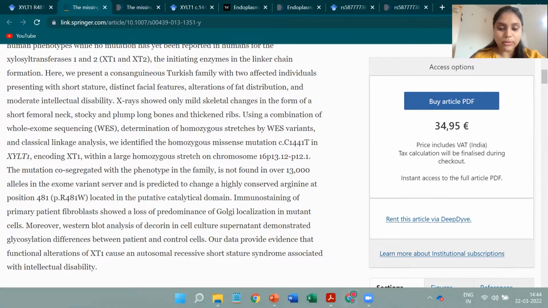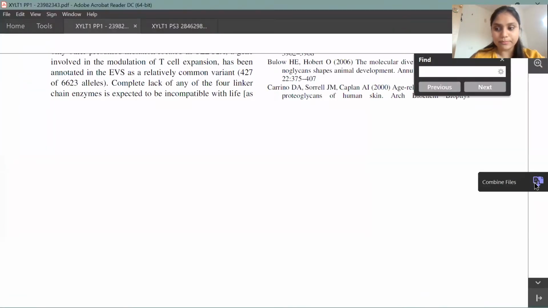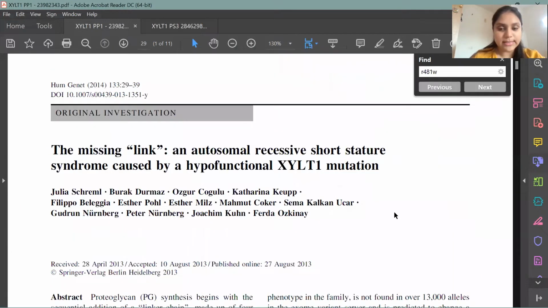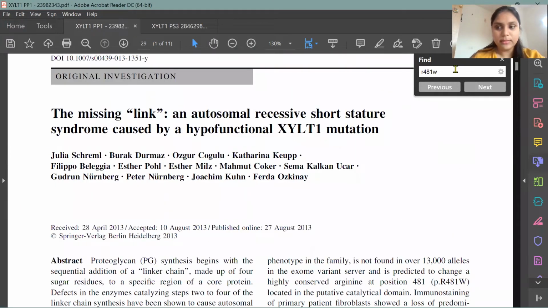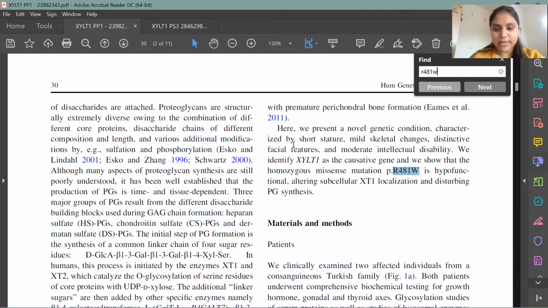I have already downloaded this paper and kept it, and let's go through the paper now. So this is the study. Let's search this protein change in the paper. This is for the abstract. The next line is from the introduction, which states that they have identified the homozygous missense mutation in the patients. It is hypofunctional in nature.